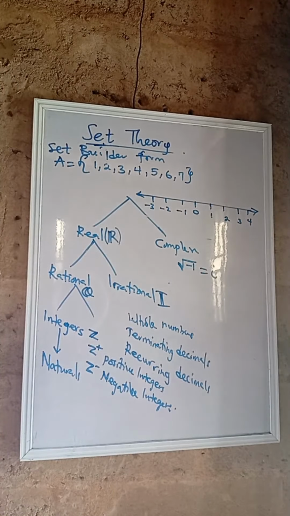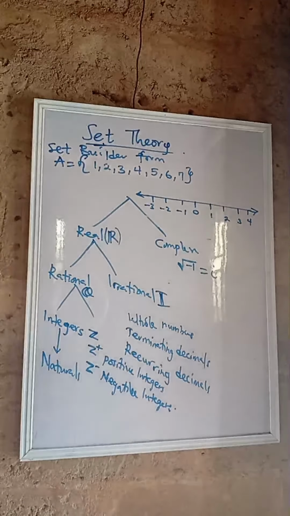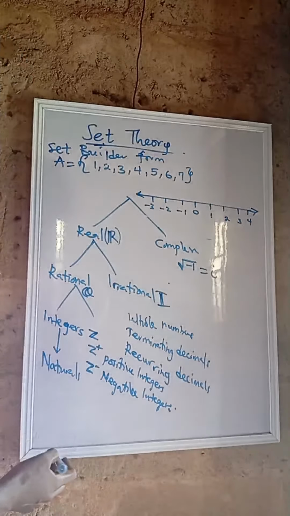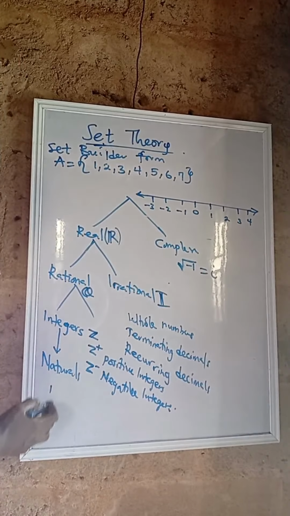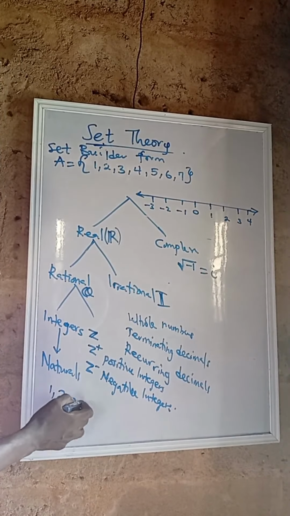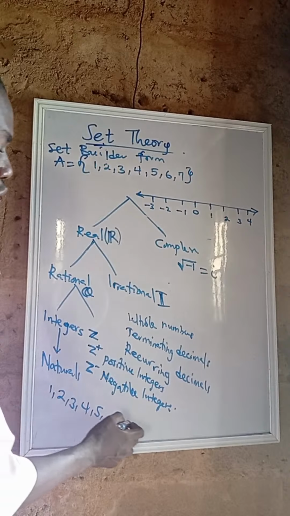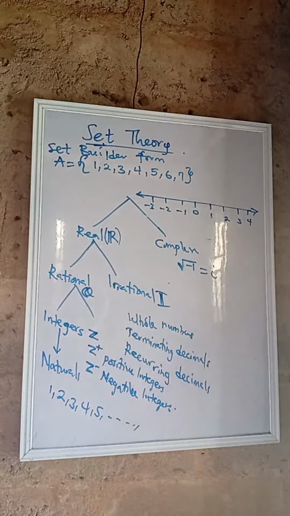Now moving on, we have natural numbers. Natural numbers are your counting numbers. That is the numbers you start with basically in primary classes. So we say your natural numbers are your counting numbers starting from 1, 2, 3, 4, 5, and so on, like that. Your counting numbers. So that's natural number.